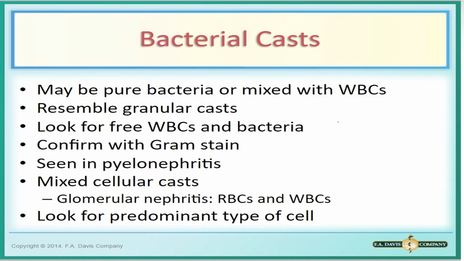Okay, number, bacterial cast. Okay, it may be pure bacteria or mixed with WBC. Okay, look for free WBCs and bacteria to help you identify the type of cast. Okay, they resemble granular cast. Confirm with gram staining, seen in pyelonephritis. Okay? So, mixed cellular cast is seen in glomerulonephritis, RBC, and WBC. Okay? You can see bacterial cast in urinary tract infections in cases ng pyelonephritis.